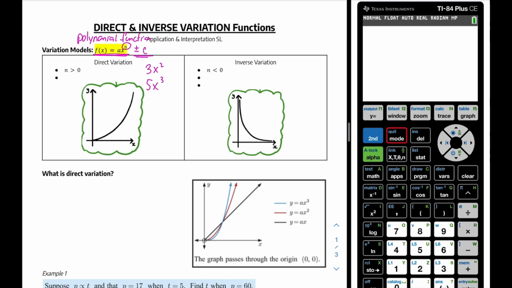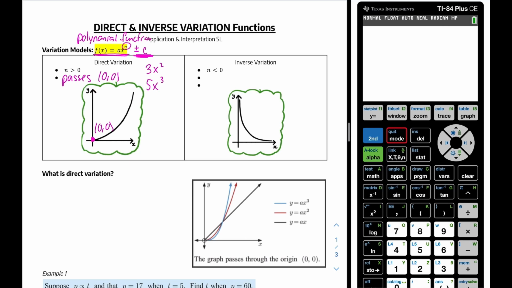What we'll notice is that for all of them, they are passing through the origin. So the point (0, 0) will always be a point for a direct variation. And that's because of the concept that we don't have a plus c. So the origin will be a point on every direct variation function.